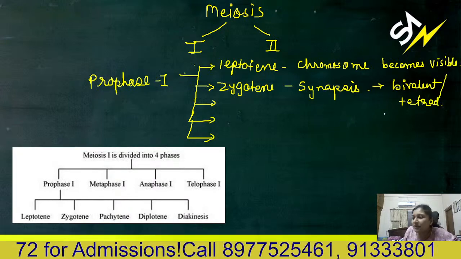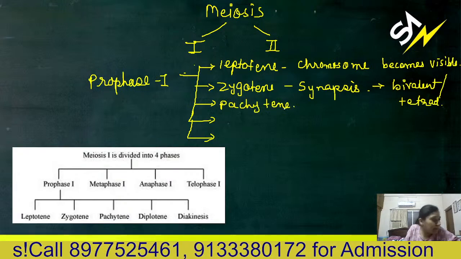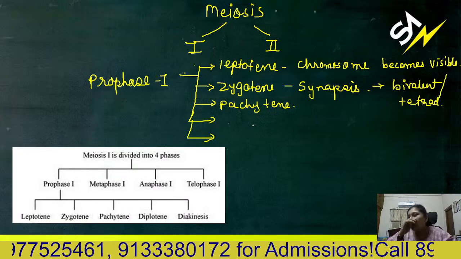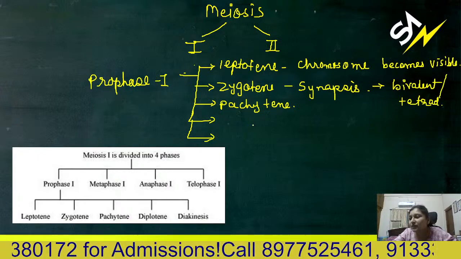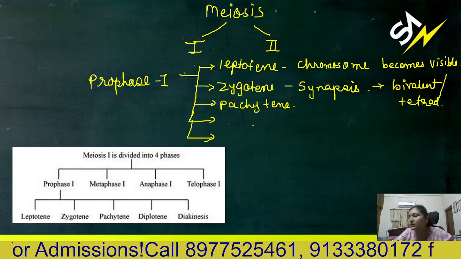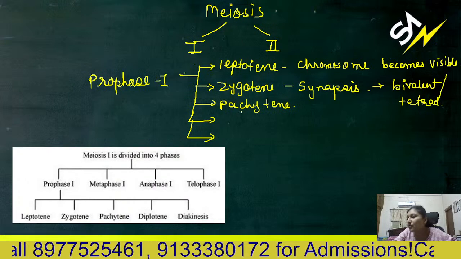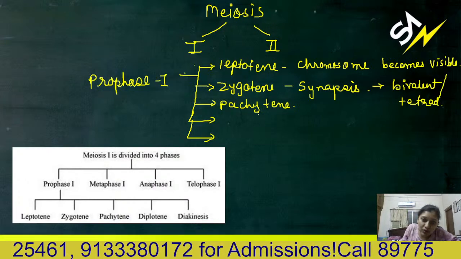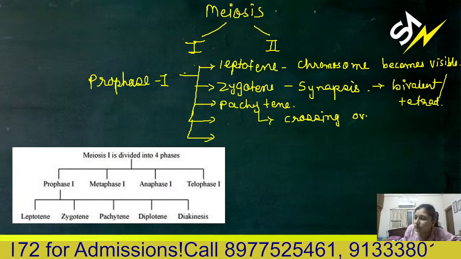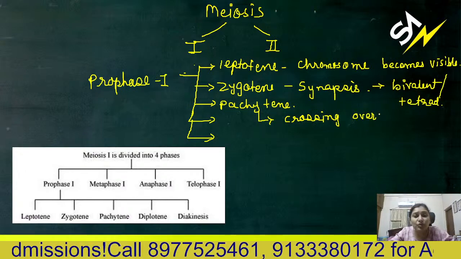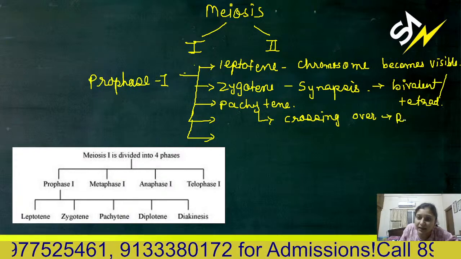Now the next step is pachytene. In pachytene, the bivalent chromosome now clearly appears as a tetrad, and recombination nodules are formed. So, appearance of the recombination nodules. Crossing over occurs here. It is also enzyme mediated crossing over. For this, the enzyme required is recombinase enzyme.